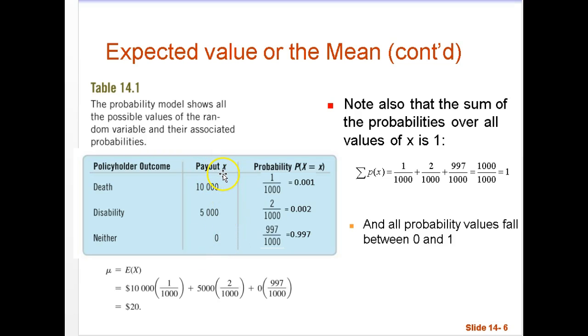Okay, now a couple of things to note here. X represents our variable. And X in this case is a discrete random variable because they will pay $10,000 if it's a death, or they will pay $5,000 for a disability, or they will pay zero money. X here can only be $10,000, $5,000, or $0. There are no other monies expressed in this table. These are the only possibilities that can happen in this particular example.